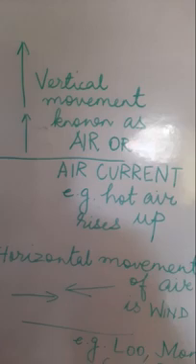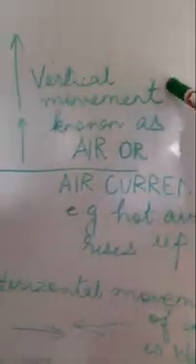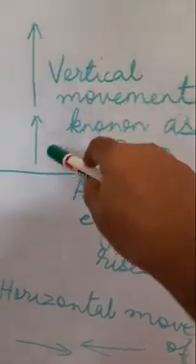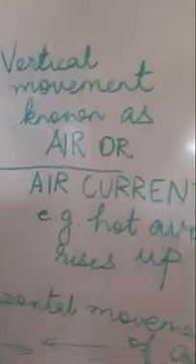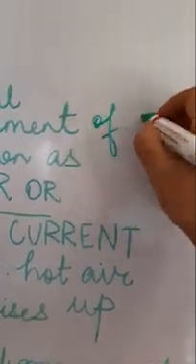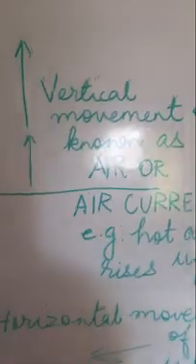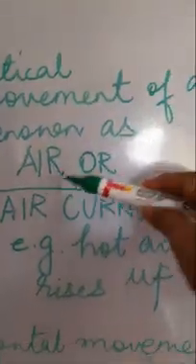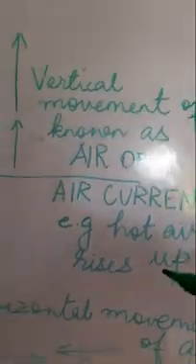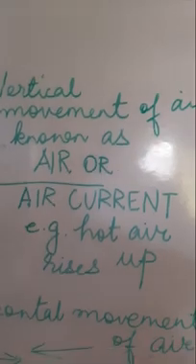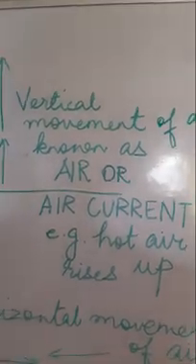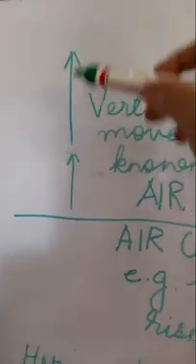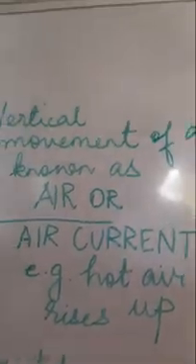Now let us know the difference between air and wind. What is air and what is wind? Here, children, you can see I have written vertical movement. So vertical movement of air, let me write it. When it is vertical movement of air, it is known as simply air or air current. For example, children, we all know that when air gets heated up, it rises up. Hot air will always rise up, and it is known as air or air current.